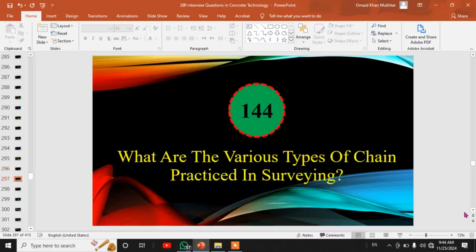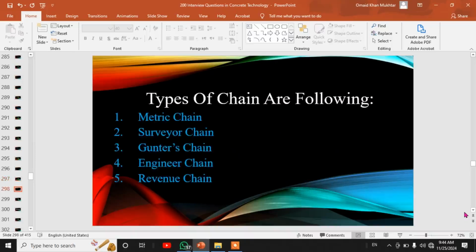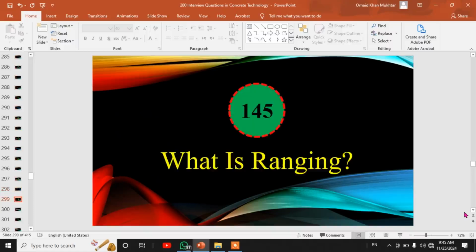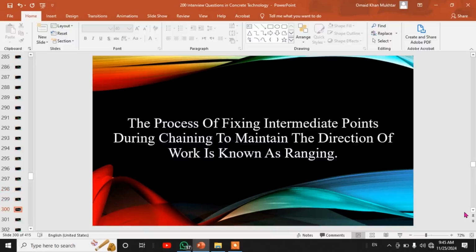144th. What are the various types of chain practiced in surveying? Types of chain are following: metric chain, surveyor chain, gunter's chain, engineer chain, revenue chain. 145th. What is ranging? The process of fixing intermediate points during chaining to maintain the direction of work is known as ranging.